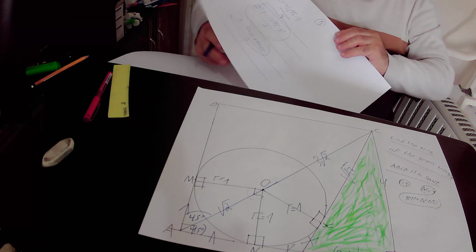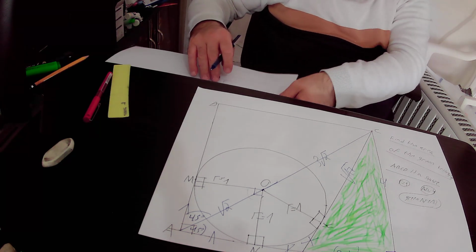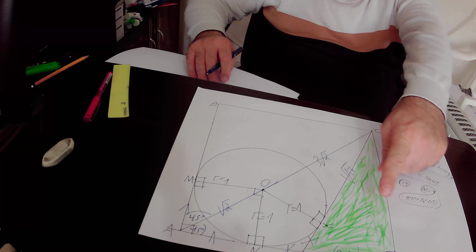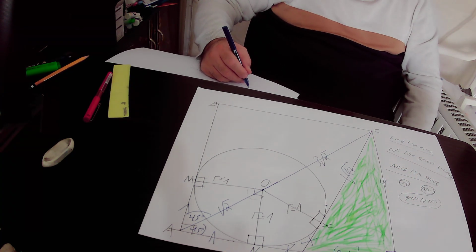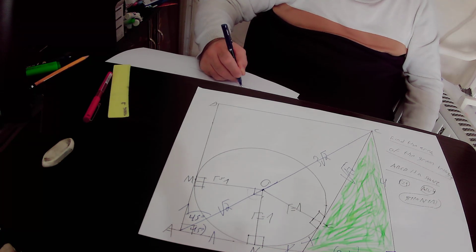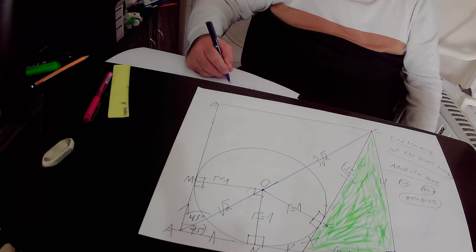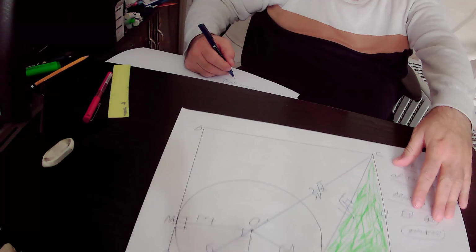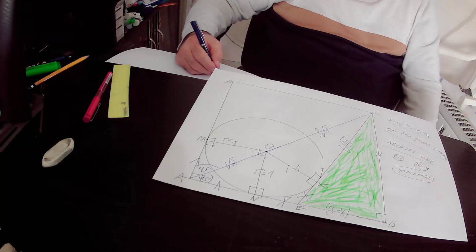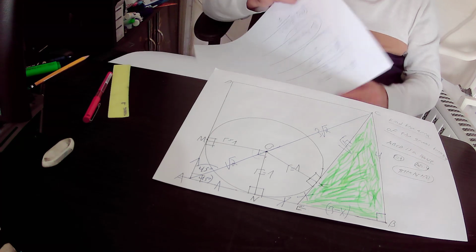So in the green triangle, the base is EB, so the area of triangle EBC will be equal to the base of the triangle, that is actually EB, times the height to the base, that is actually BC. The height to the base is BC over 2. So I'll repeat again.